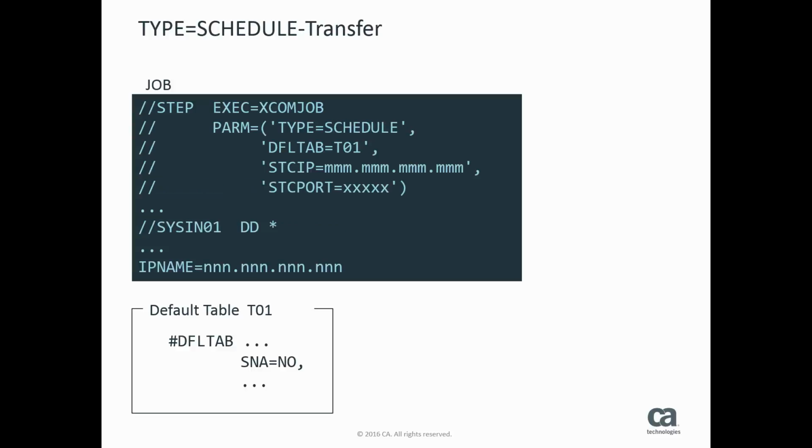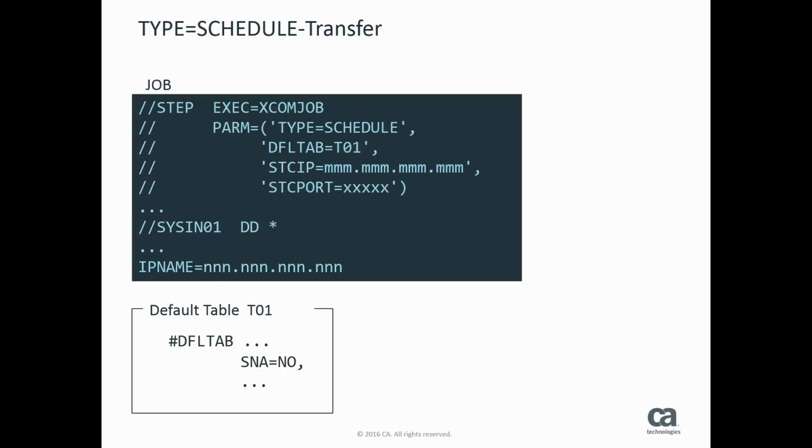When doing a TYPE=SCHEDULE transfer via the XCOM server, you need to specify the location of the server using parameters STCIP and STCPORT in the PARM statement of the transfer job. If you omit STCIP, the result will be message XCOM M0817E STCIP parameter missing, cannot connect to server.